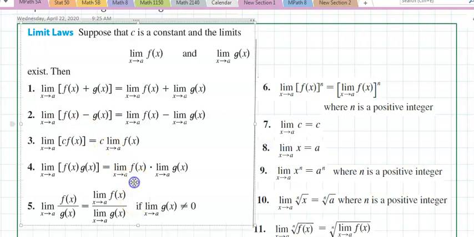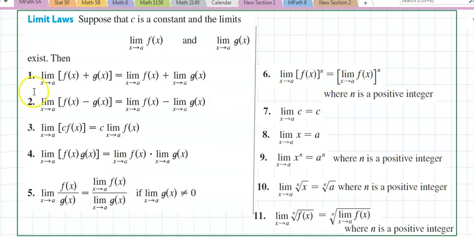If you take the limit as x approaches a of the sum of two functions, that would be the sum of the limits. So the limit of the sum of two functions is the sum of the limits. The limit of the difference of two functions is the difference of the limits. The limit of the product of two functions is the product of the limits. That's the type of wording I said you could, in this class, pretty much switch the order any way you want.